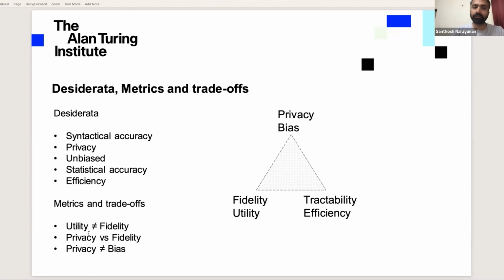And there are a number of other metrics and trade-offs in the process of generating synthetic data. For example, one of the popular ones is privacy versus fidelity. If you want to generate synthetic data that is very private, then you are going to inevitably lose some of the accuracy that you want to preserve in terms of the properties of the data.